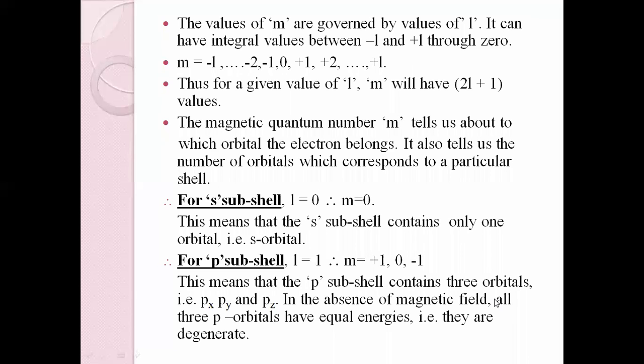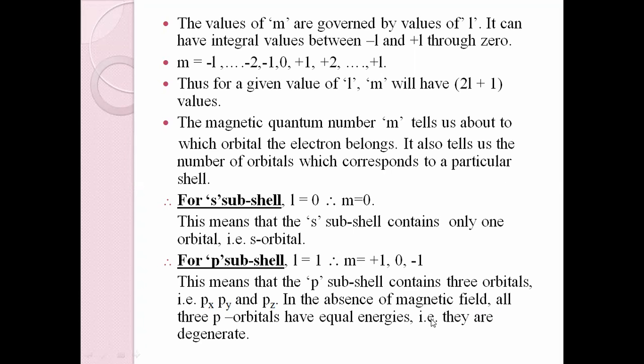So these 3 p orbitals, it's not necessary they have the same and equal energies. Whenever they are in a magnetic field, their energies are different. And if there is absence of a magnetic field, then all 3 p orbitals have equal energies, that is, they are degenerate. Followed everyone? Yes, ma'am. But in the presence of a magnetic field, the 3 p orbitals will behave differently.